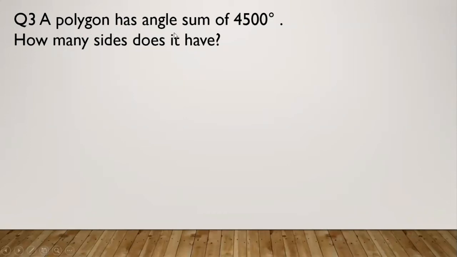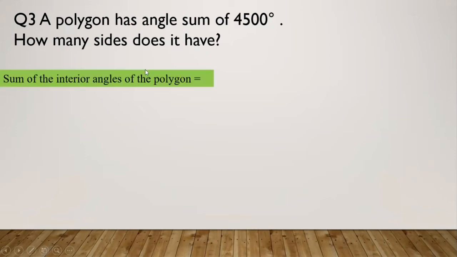Now, here it's a different question. A polygon has an angle sum of 4500 degrees. The sum of all angles is given to you and you are asked to find how many sides there are. So we will be using the same formula. The sum of interior angles of a polygon is 180 in bracket n minus 2. We substitute the value. Now we are given the sum of interior angles, which is 4500. 180 and n minus 2. n is what we are asked to find out. How many sides does it have?